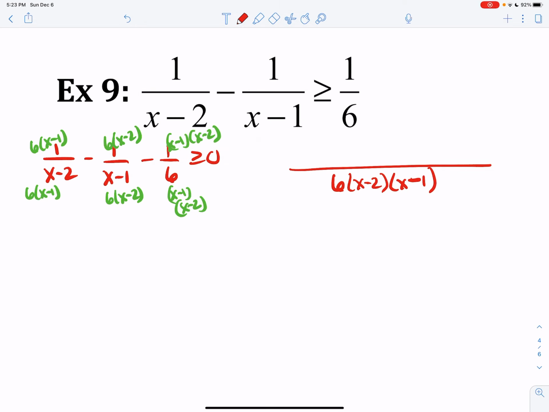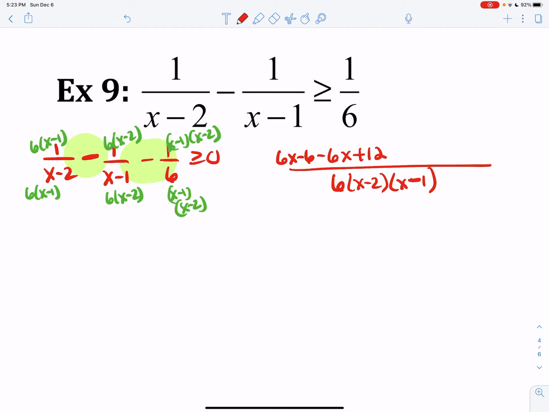So we're going to have a 6x minus 6. We have a minus sign that's going to need to be distributed there. So I'm going to get a negative 6x and a plus 12. And then I have another negative there that I'm going to have to distribute. So I'm going to FOIL and then distribute.